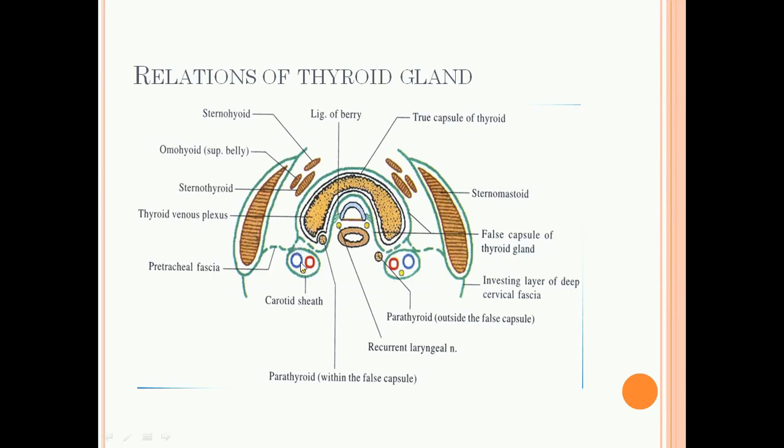And behind the thyroid gland, you also get the cross section of the carotid sheath. The carotid sheath consists of the common carotid vessel, the internal jugular vein, and the vagus nerve, together enclosed in the carotid sheath. And this is slightly located posterior to the thyroid gland, so behind the posterior part of the lobe of the thyroid gland.